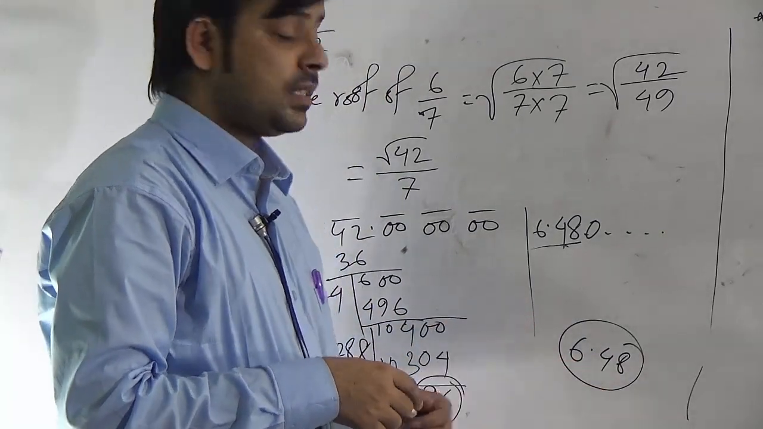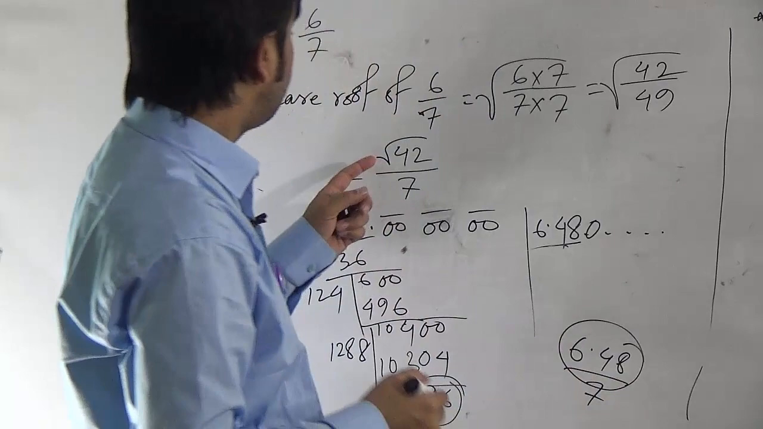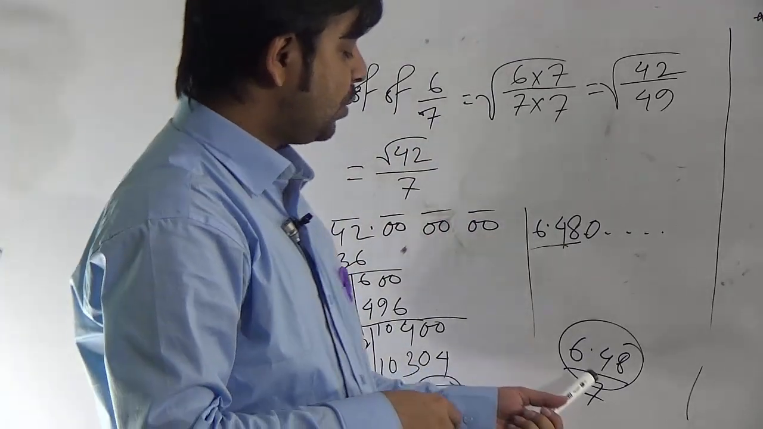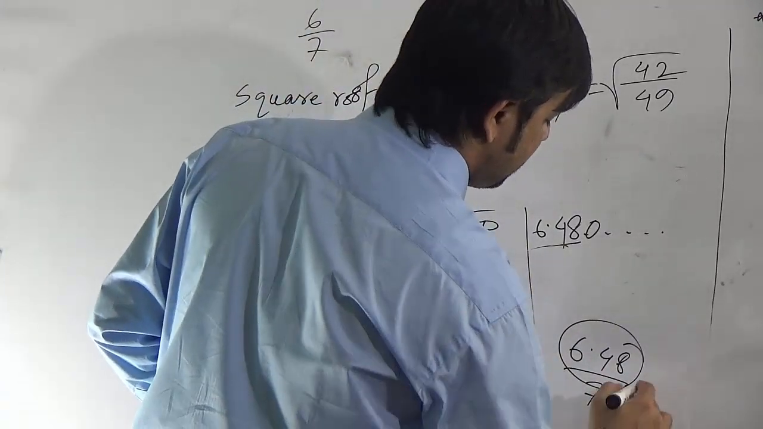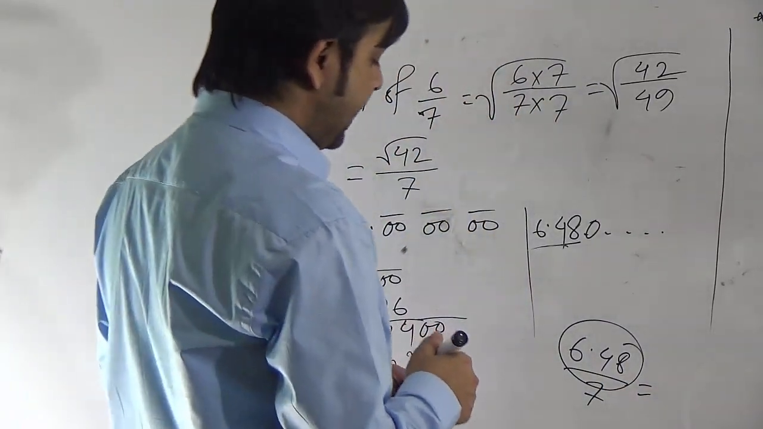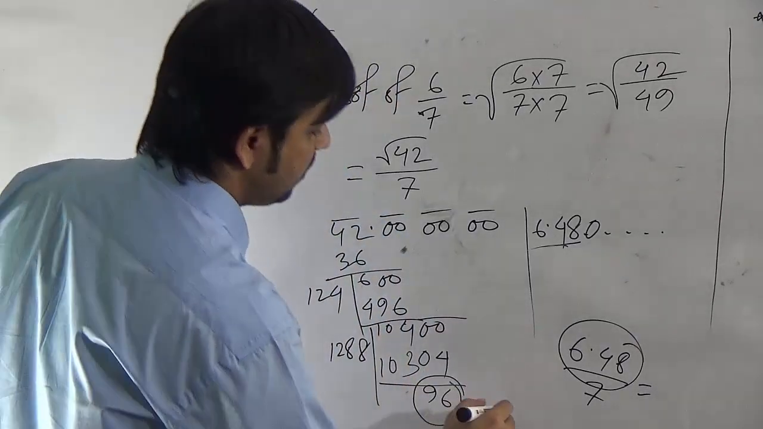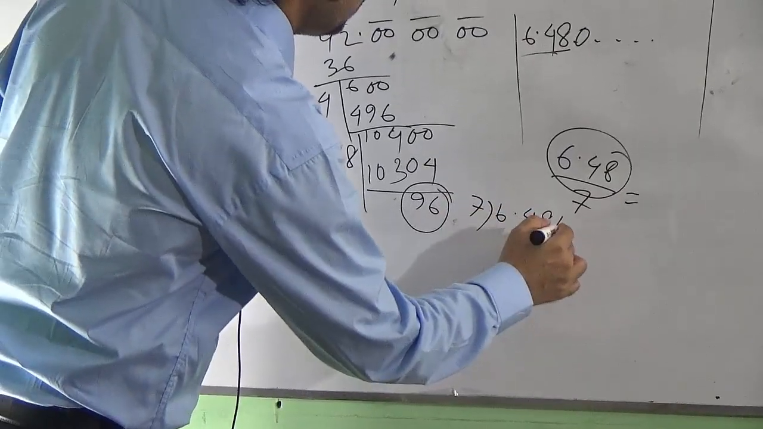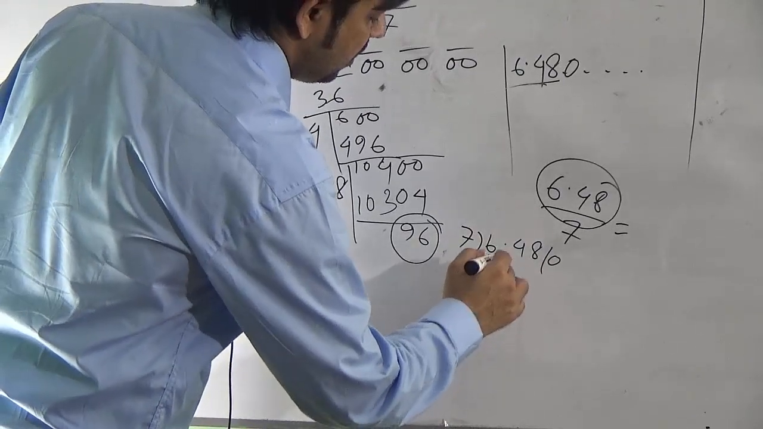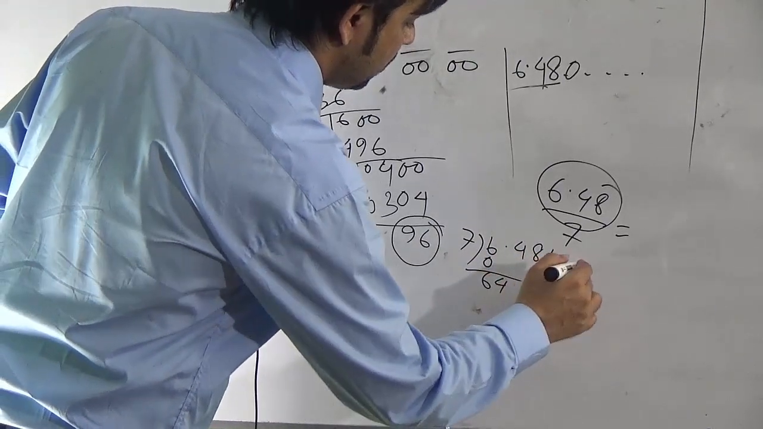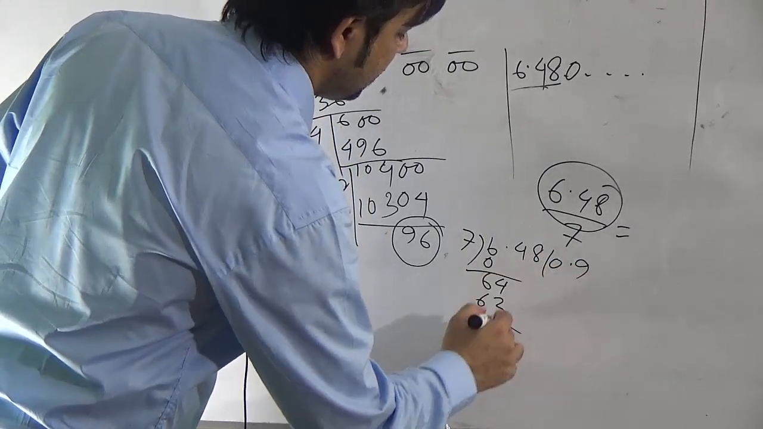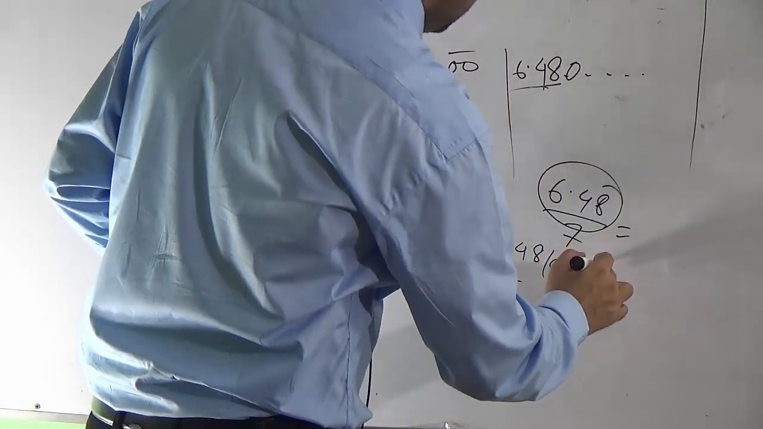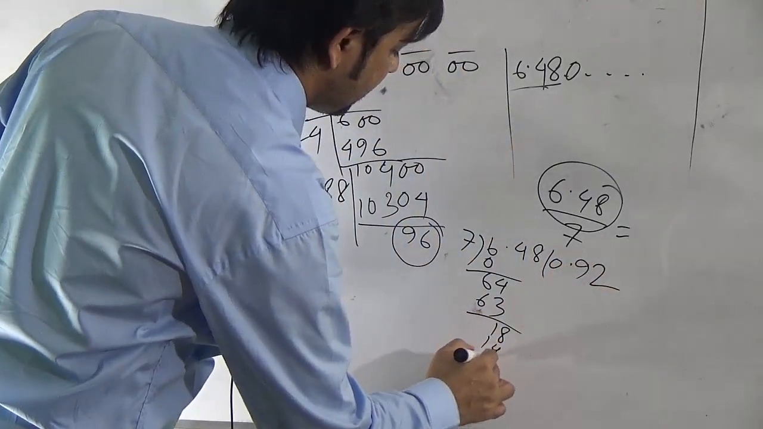Then we have to divide this by 7 to get the required square root of the fraction. If we divide this by 7, what will you get? Do the division. 6.48 by 7, 0. So 0 here. Now 6, take the decimal, it will be 4. 9 times 7 is 63. Now 1 left. 8. Then take 2 times 7, 14. 4 left.